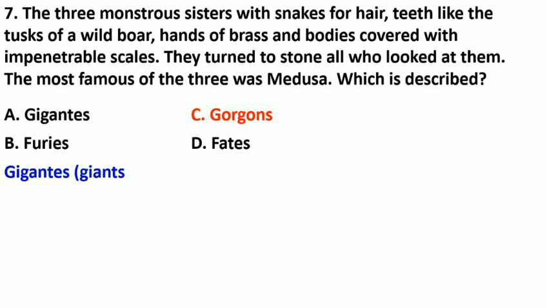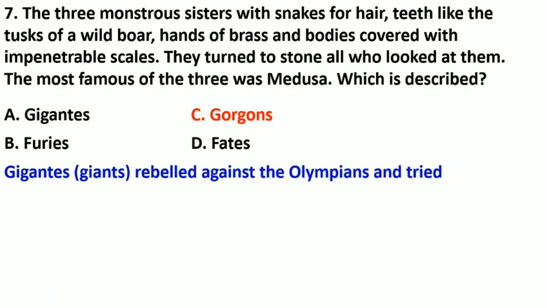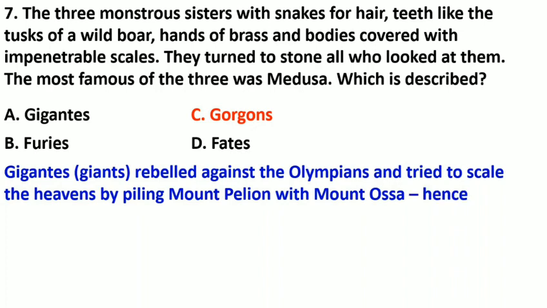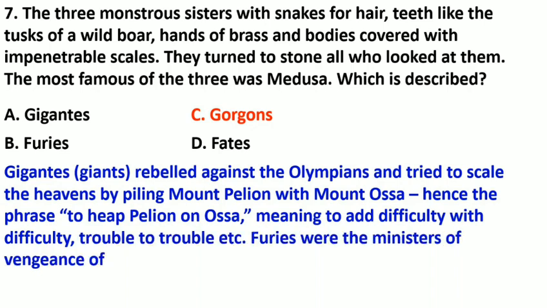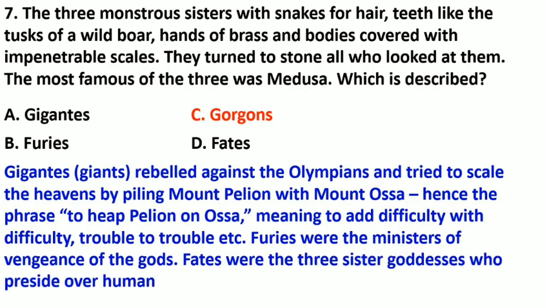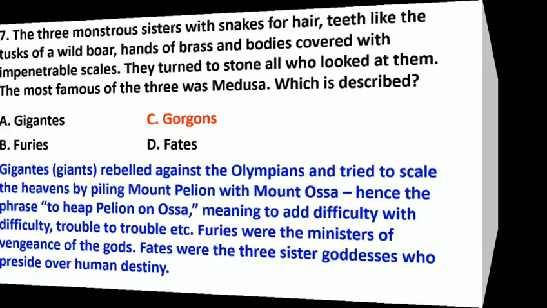Gorgons. Gigantes or giants rebelled against the Olympians and tried to scale the heavens by piling Mount Pelion with Mount Ossa. Hence the phrase to heap Pelion and Ossa, meaning to add difficulty with difficulty, trouble to trouble, etc. Furies were the ministers of vengeance of the gods. Fates were the three sister goddesses who preside over human destiny.